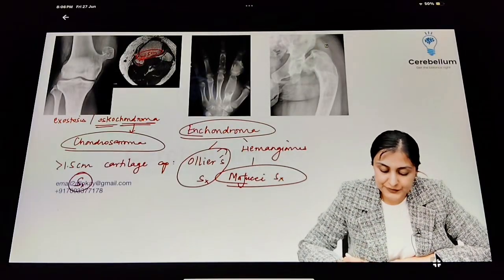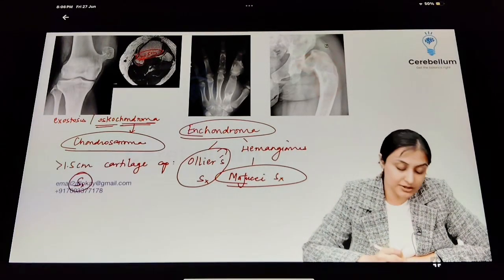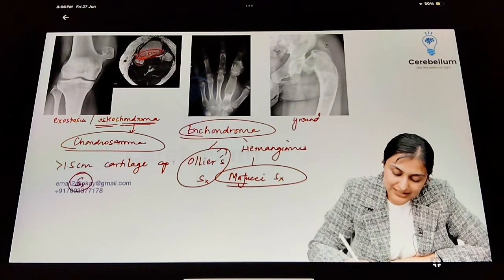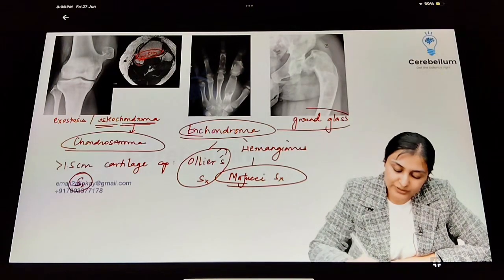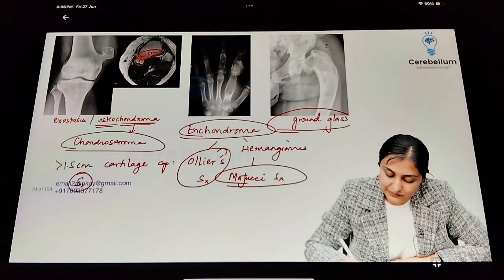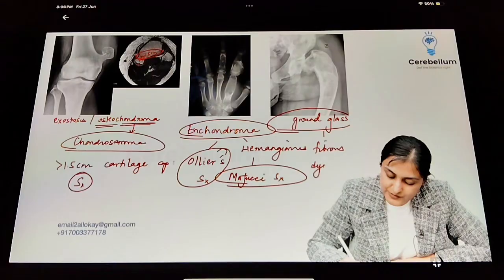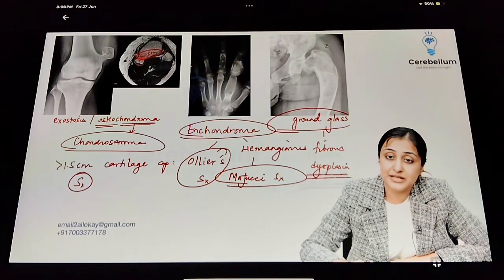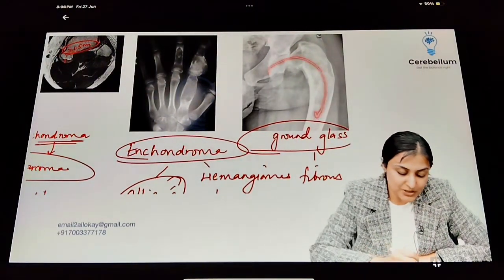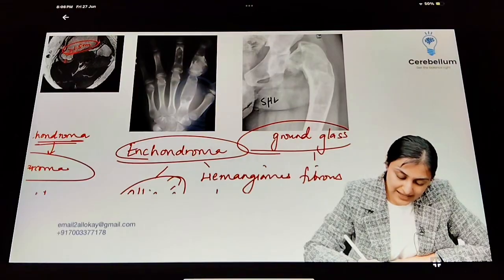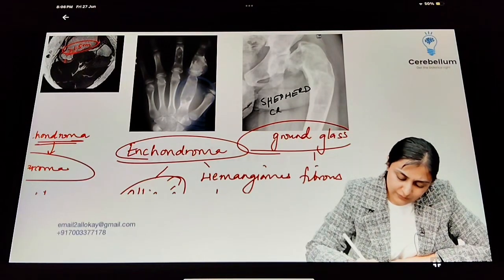Look at this X-ray here. You can see that within the metaphyses of femur, there is a lesion which has this ground glass matrix. We have seen ground glass in COVID. This is ground glass of the bone. And whenever you hear ground glass, you have to think of fibrous dysplasia. This fibrous dysplasia can cause the femur to be twisted as such. And this is what is called as the Shepherd's crook deformity.